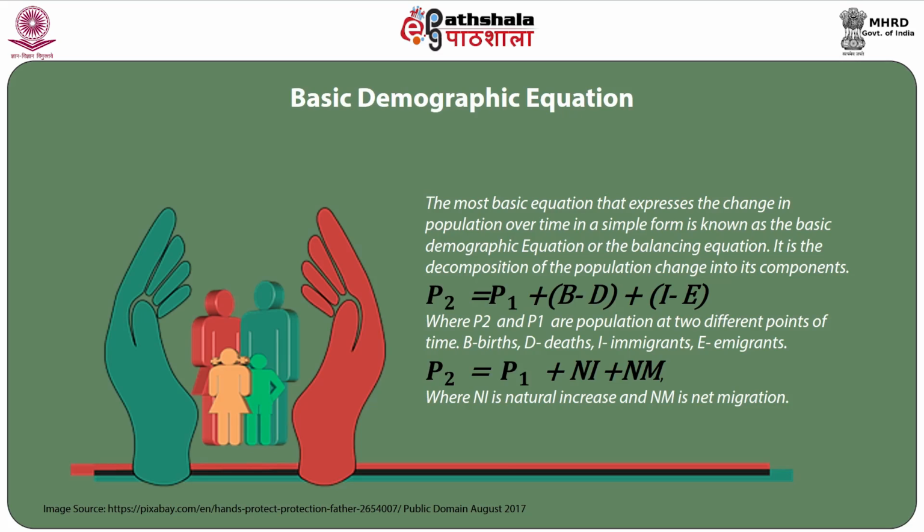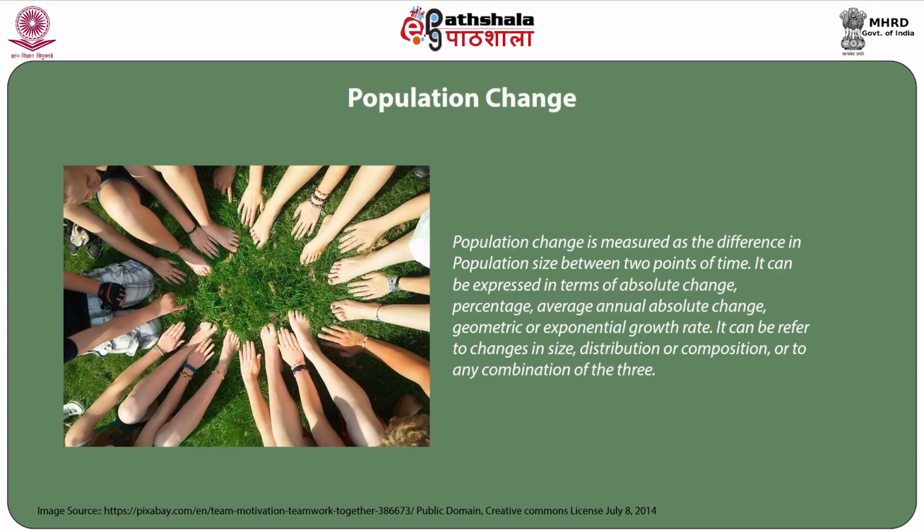That's why P2 becomes P1 plus Ni plus Nm, where Ni is the natural increase and Nm is the net migration. When we refer to population change, it is measured as the difference in population size between two points of time. It can be expressed in terms of absolute change, percentages, average annual absolute change, geometric or exponential growth rates also. It can refer to changes in size, distribution or composition, or to any combination of the three as referred to above.